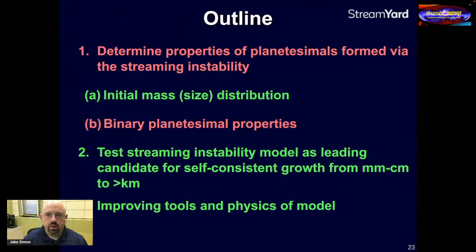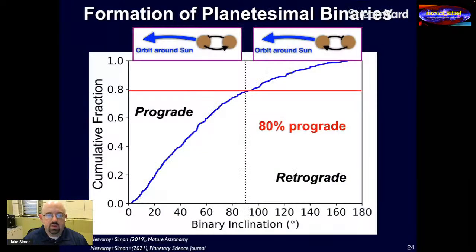Another thing that we can learn from these simulations is something called binaries, right? We see that a lot of these clumps, a lot of these planetesimals, are spinning so rapidly that they become binary planetesimals. There's a fission process, and they separate out and become binaries.